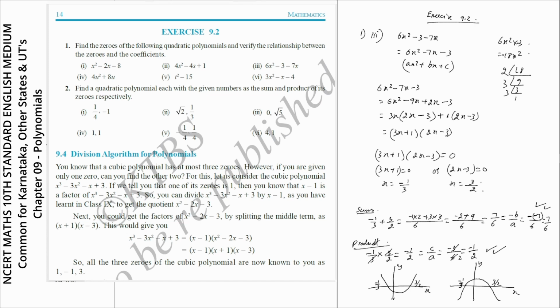So the zeros of a polynomial are nothing but the values of x for which the y value becomes 0. That's why we equated the polynomial to 0 and then we found the values of x.